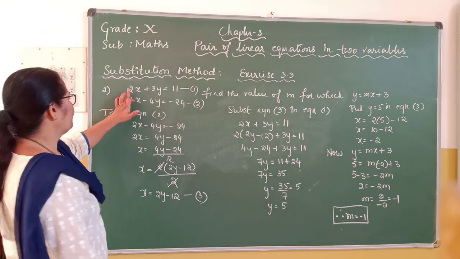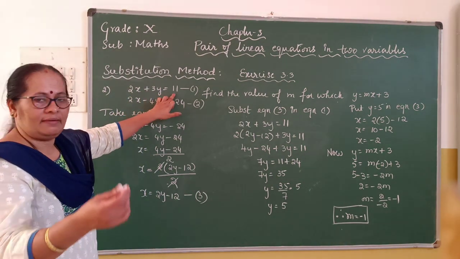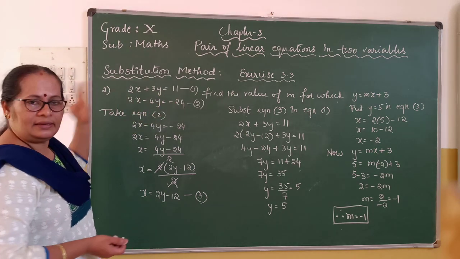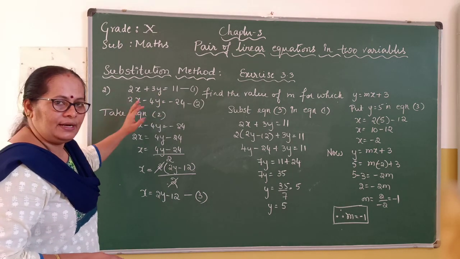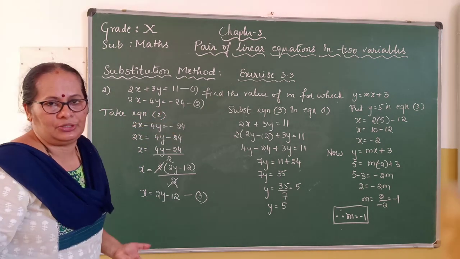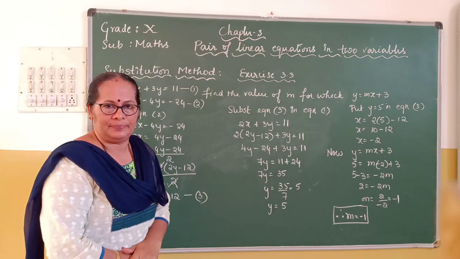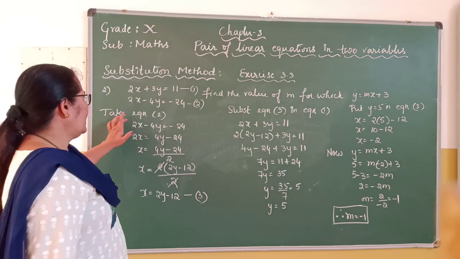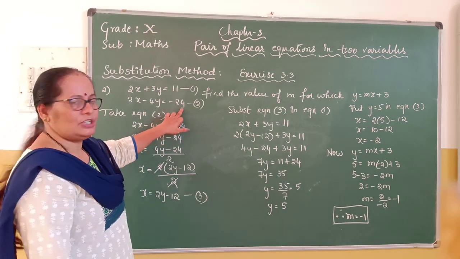Understood? So 2x plus 3y equals 11 also you can take and find the value for x, or you can take the second equation, say your choice. You can take any equation. Understood? Okay. Take equation 2. Here I took equation 2.